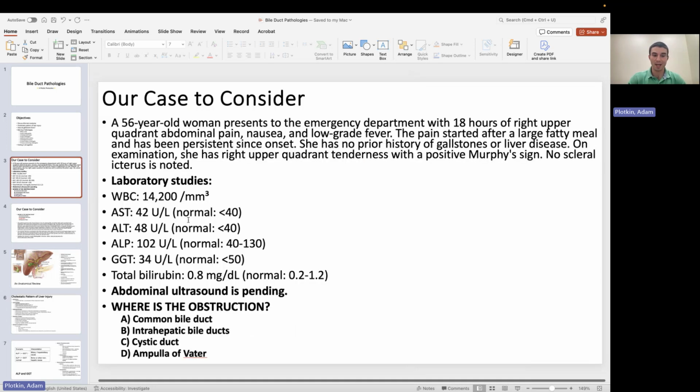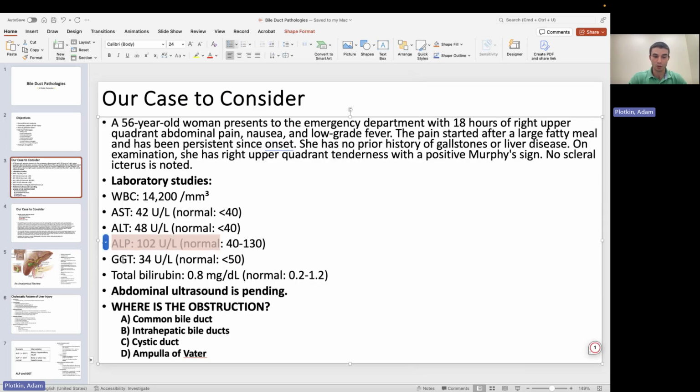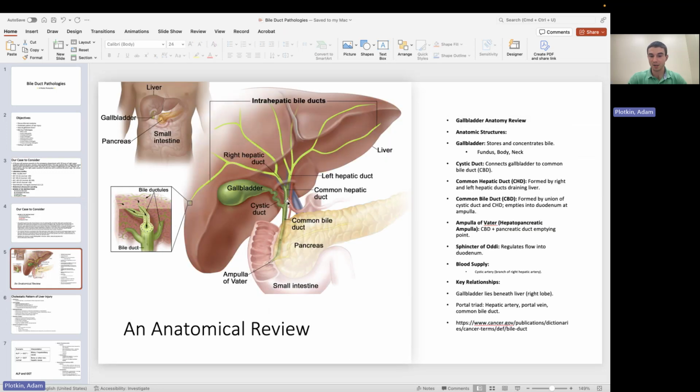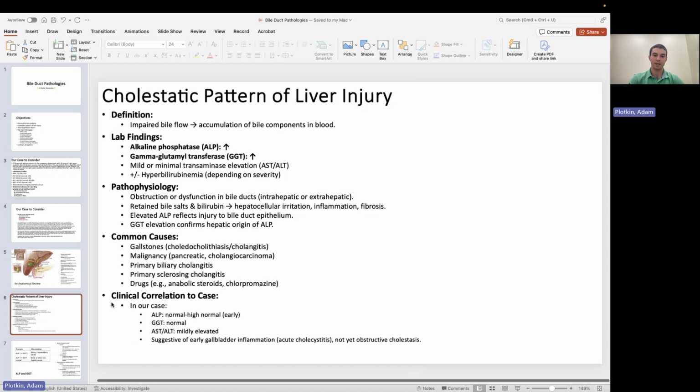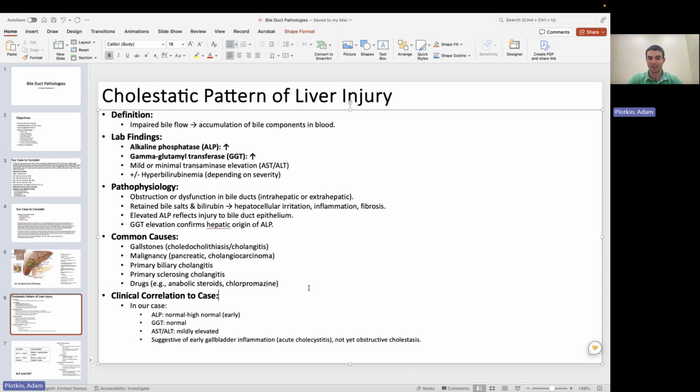If we go back to our case, the ALP and GGT were totally normal. That's because in our case, the obstruction was somewhere right here, and it's just backing up and causing inflammation in the gallbladder itself, not the whole rest of my bile duct system. Okay, so hopefully that's starting to make sense. Certain drugs like anabolic steroids and chlorpromazine can also cause it.